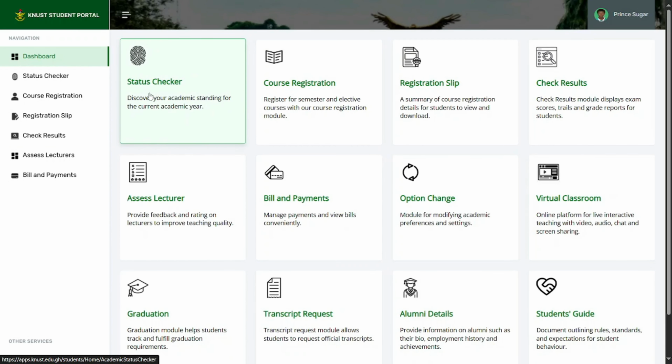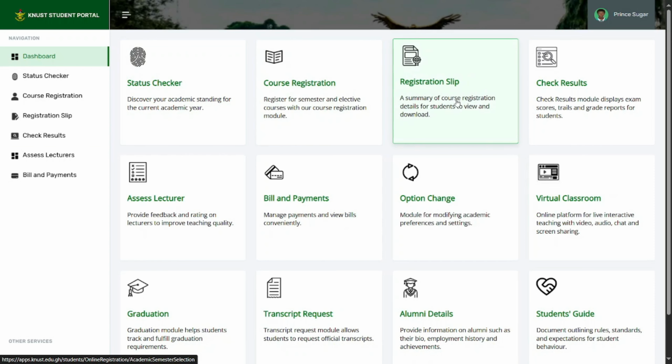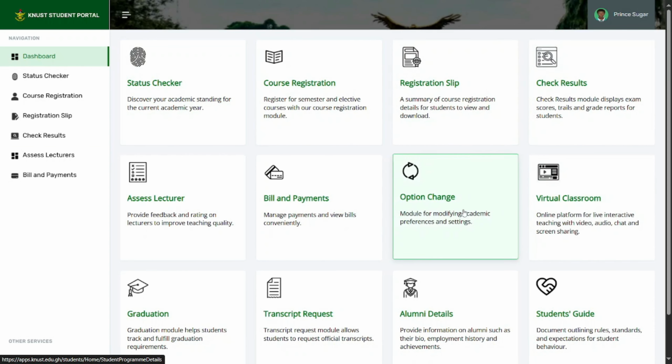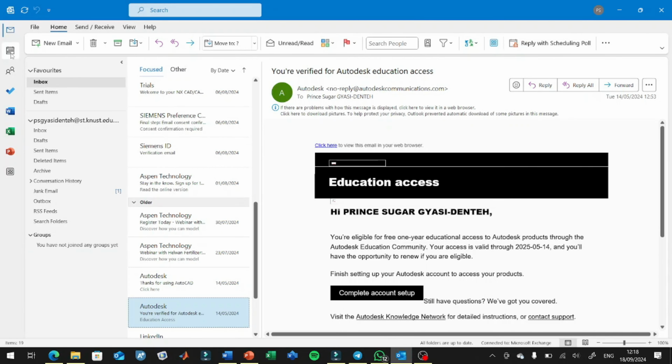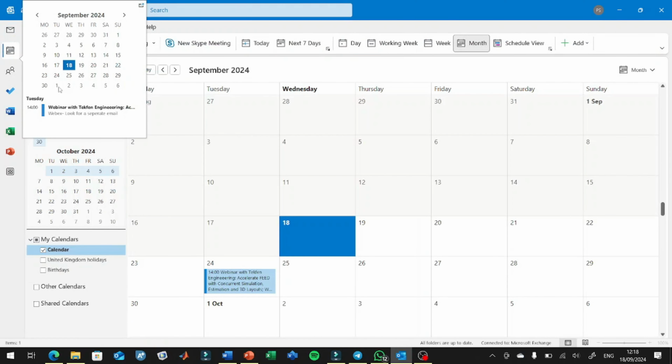And for today, we are going to set up our KNUST student emails on Microsoft Outlook. This setup is actually essential for managing our university communications effectively and obtaining all the benefits it comes together with.